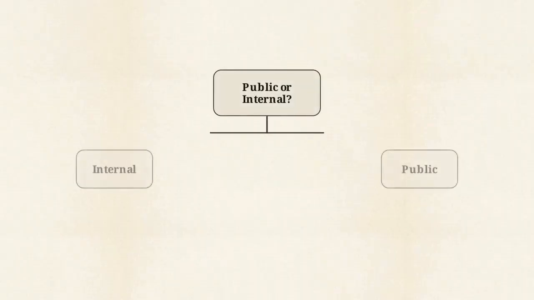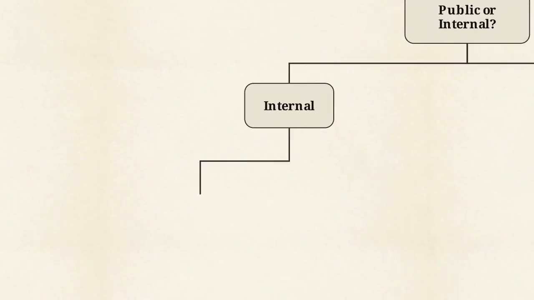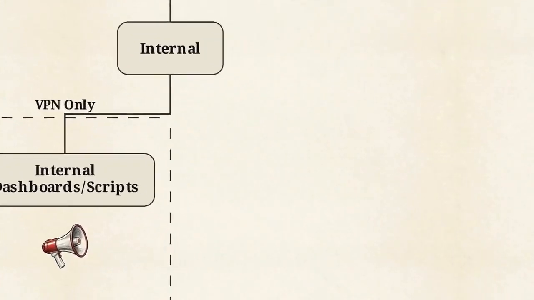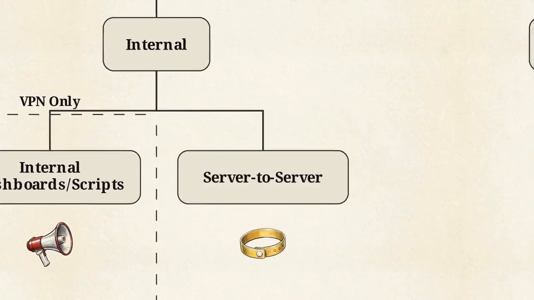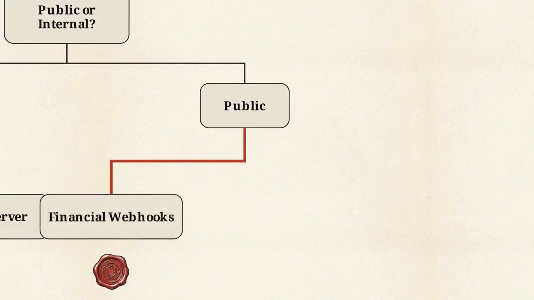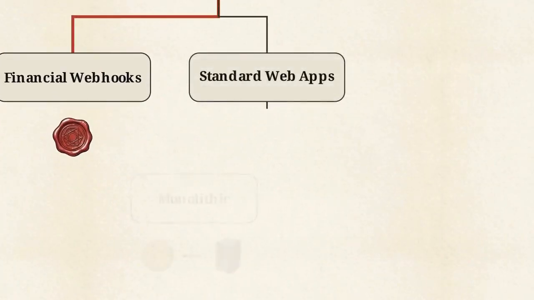The very first split dictates your path. Are you building for internal tools, or is this a public-facing system? If it's internal, you can move fast. Use basic Auth for quick internal dashboards behind a VPN, and use API keys for private server-to-server machine communication. On the public side, if you are processing financial webhooks where payload tampering is a zero-tolerance event, you route straight to HMAC. For standard web apps, your choice depends on your architecture.